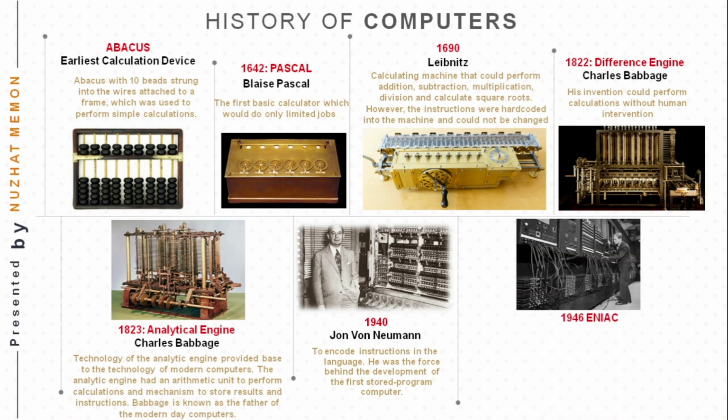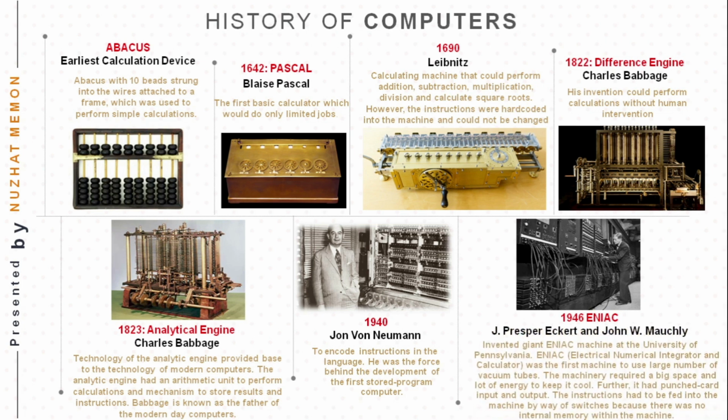Then next we see is 1946, ENIAC. Many people say Enac, I say ENIAC. It was invented by J. Presper Eckert and John W. Mauchly, the giant ENIAC machine at the University of Pennsylvania. What is ENIAC? ENIAC is basically the Electronic Numerical Integrator and Calculator. It was the first machine to use a large number of vacuum tubes.